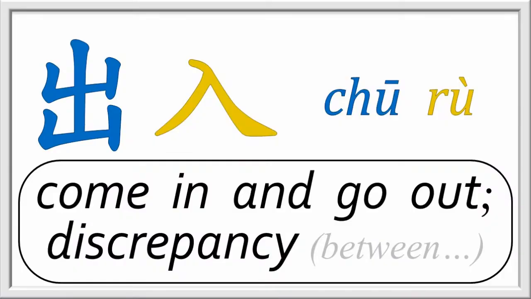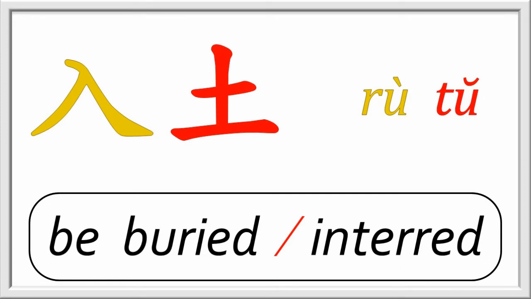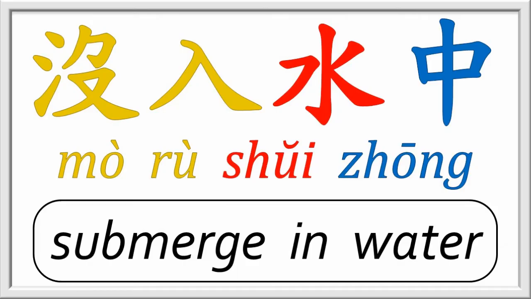When combined with the character for exit, we can make the expression 出入, meaning simply to come in and go out of a building, or its extended meaning of discrepancy, where numbers or alibis don't match up. 入土 is an expression meaning to bury or inter, literally to go into the ground. If you're about to 入土, you have one foot in the grave. Another expression describing a submarine disappearing under the sea would be 没入水中, literally sink and enter into the middle of water. Notice how economical the Chinese language can be.